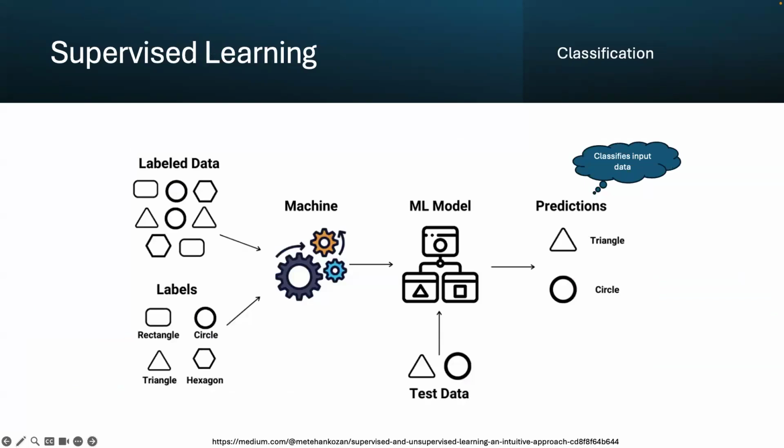So here is supervised learning, wherein you see these are the data points. These are different shapes. And along with these data points, we also feed in labels.